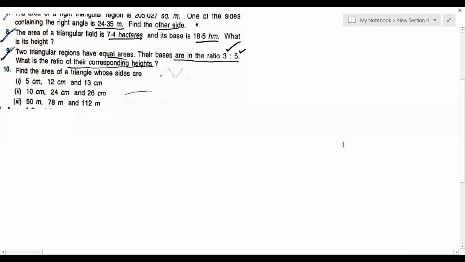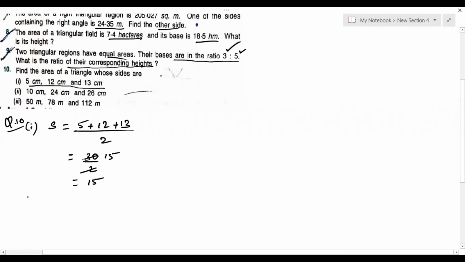Question number 10 is find the area of a triangle whose sides are given to us. Now we know that this is a scalene triangle in which we need to solve it through the formula of Heron's formula. First, we need to find out the semi-perimeter for the first one. That is sum of all the sides, we need to divide it with 2. So 5 plus 12 plus 13 is 30, divided by 2. Half of 30 is 15. Now we know what is our semi-perimeter, 15.